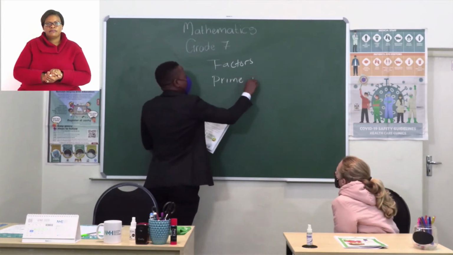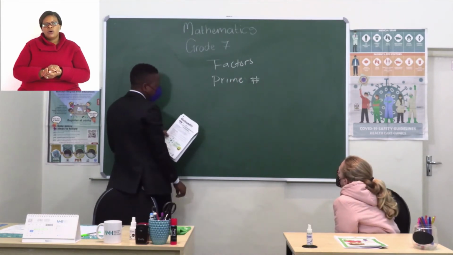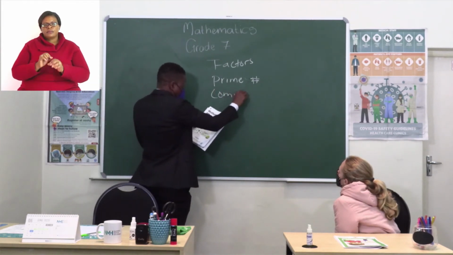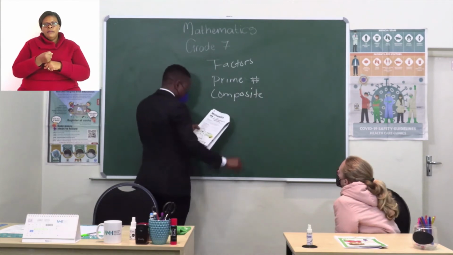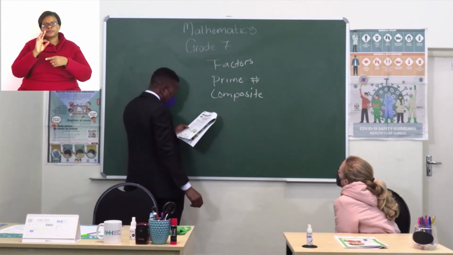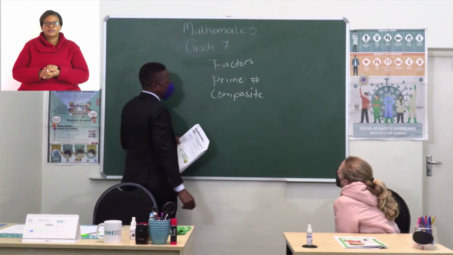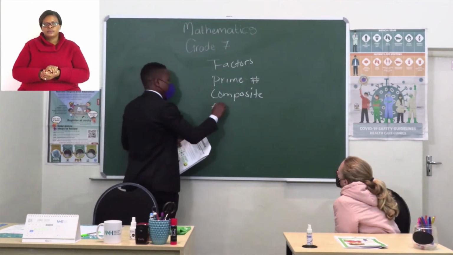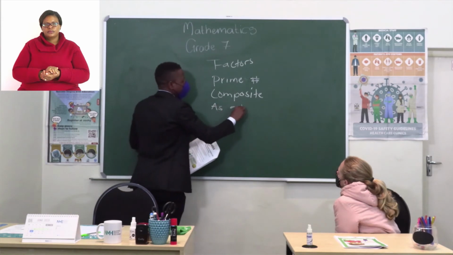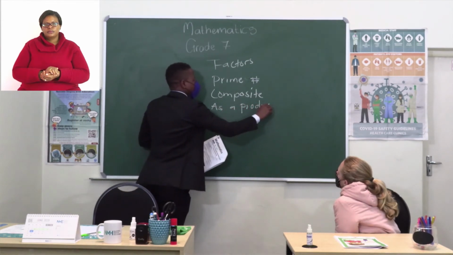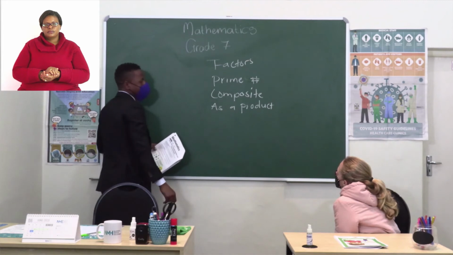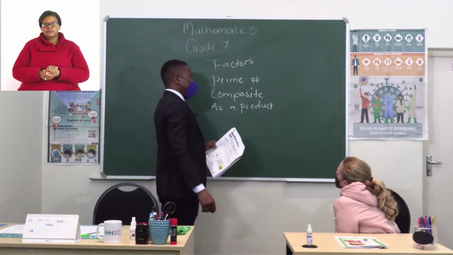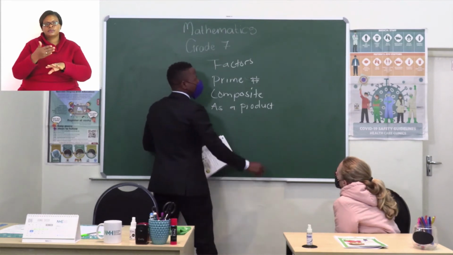Prime numbers. We have composite numbers. And the last one is to write as a product of its prime factor. So I have to give an example of 12.